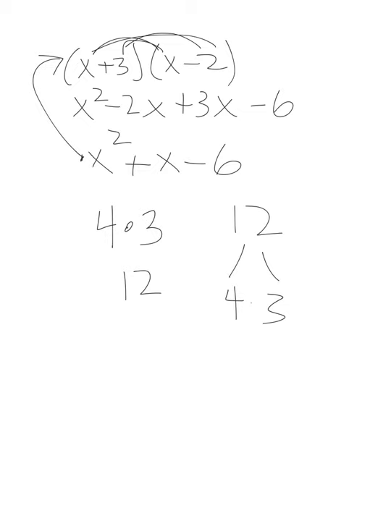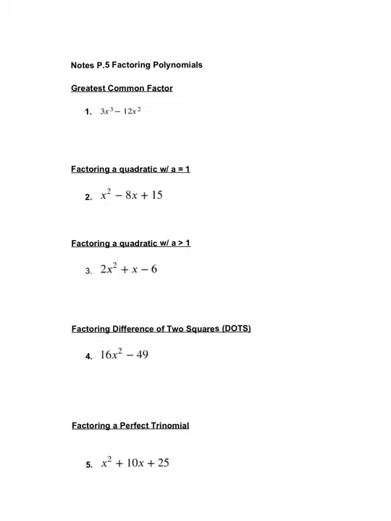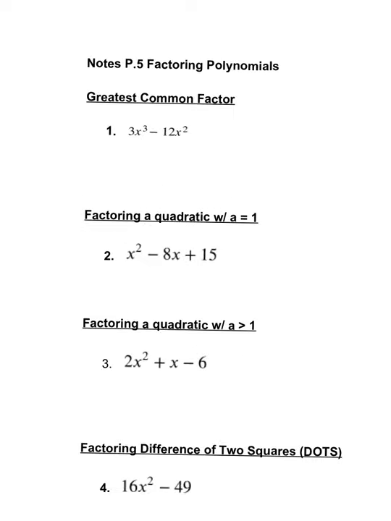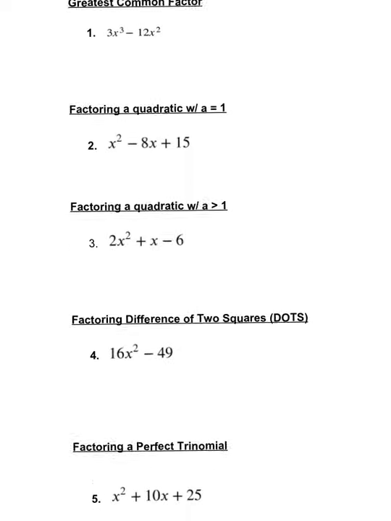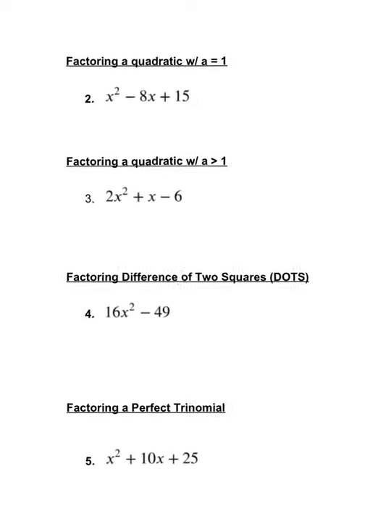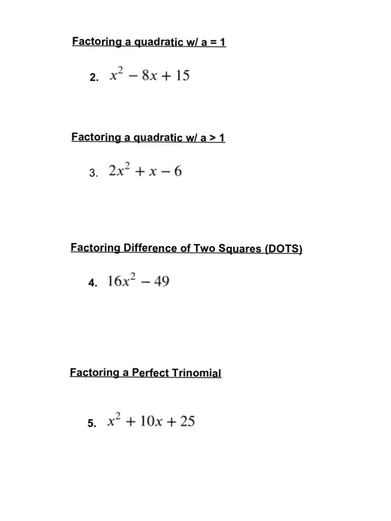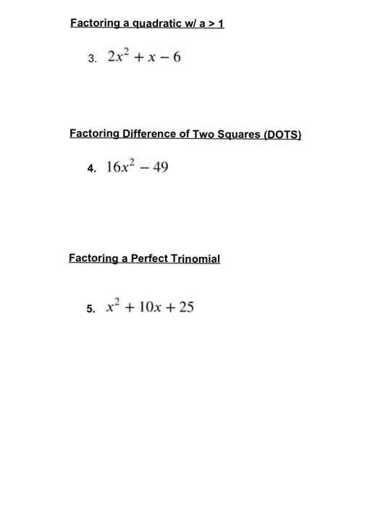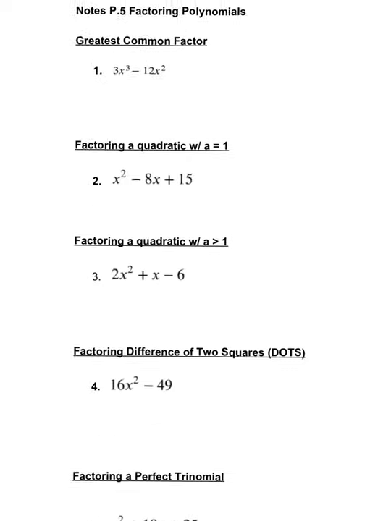So our goal is, and I'm going to reference back to this when we get to quadratics, what are the methods we use to factor polynomials given a particular situation? First, the method we're going to look at is greatest common factor, then factoring a quadratic when a is equal to 1. I'll explain what a is. Then we'll look at factoring a quadratic when a is greater than 1, the difference of two squares, that's number 4, and then factoring a perfect trinomial.